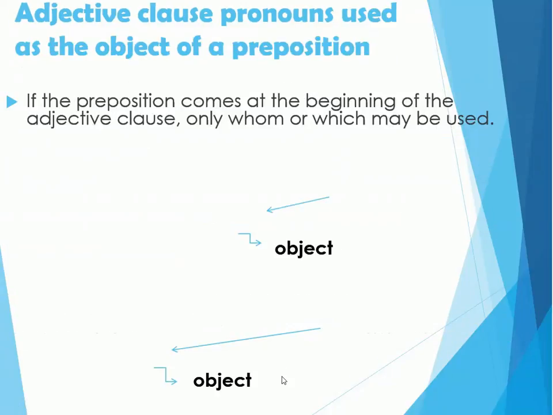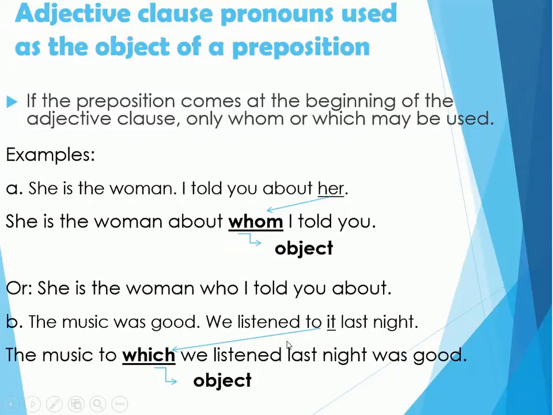Adjective clause pronouns can also be used as the object of a preposition. If the preposition comes at the beginning of the adjective clause, only whom or which may be used. She's the woman, clause number 1. I told you about her, clause number 2. Let's combine this. She's the woman about whom I told you. In this case, I cannot say who because that would not sound grammatically correct. I have to use whom because I have a preposition right in front of it. But I could say, she's the woman who I told you about. Then I have to move my preposition to the end of my sentence.